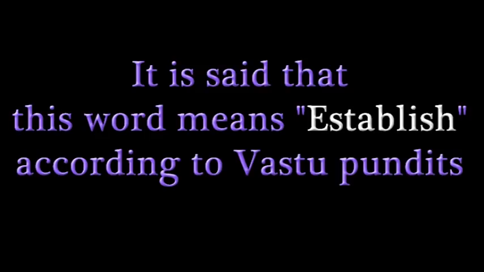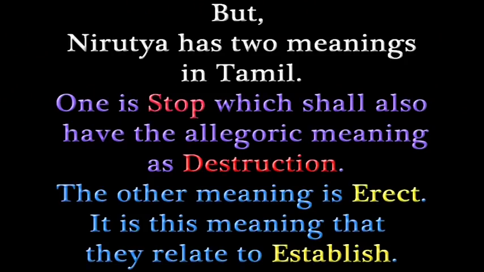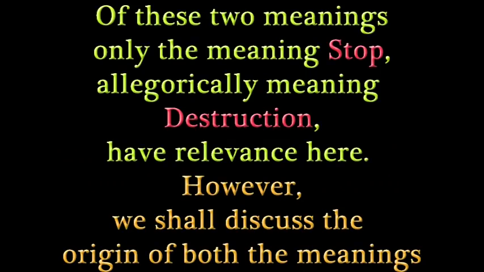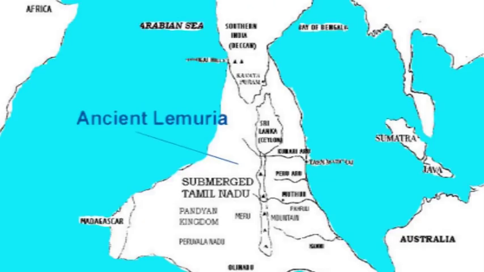It is said that this word means establish according to Vastu Pandits. But Nritya has two meanings in Tamil. One is stop, which shall also have the allegoric meaning as destruction. The other meaning is erect. It is this meaning that they relate to establish. Of these two meanings, only the meaning stop, allegorically meaning destruction, has relevance here. However, we shall discuss the origin of both the meanings.